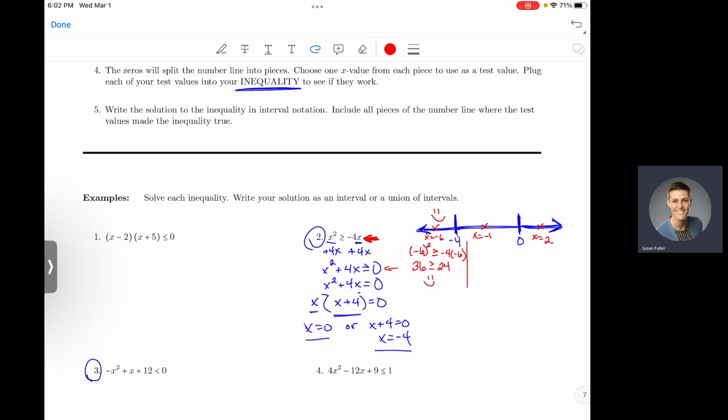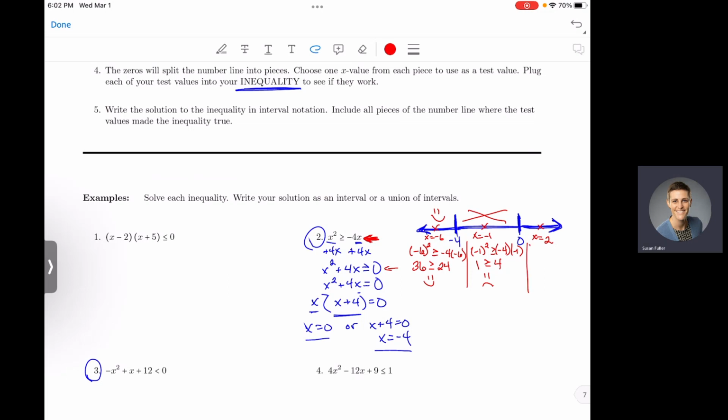X equals negative 1. I'll plug it into that same inequality. I get negative 1 squared is greater than or equal to negative 4 times negative 1. Negative 1 squared is a positive 1. Is that greater than or equal to negative 4 times negative 1, which is a positive 4? Is 1 greater than or equal to 4? No, it is not. So this middle piece does not work.